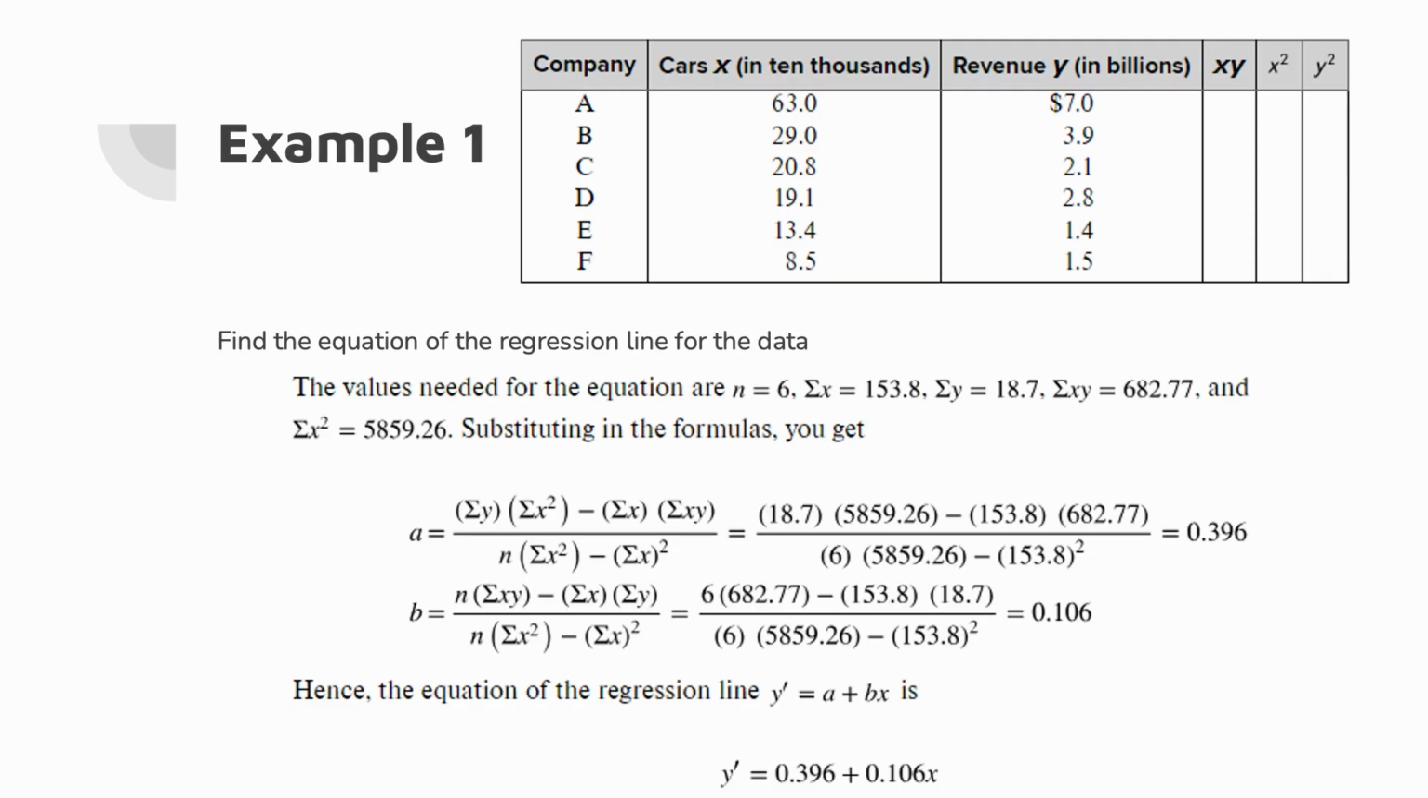For some examples, given this data table, we're asked to find the equation of the regression line of the data. So we simply have to find these variables: n, the sum of x, the sum of y, the sum of xy, and the sum of x squared, and we plug these into the equation, and we find that the regression line is y prime equals 0.396 plus 0.106x.